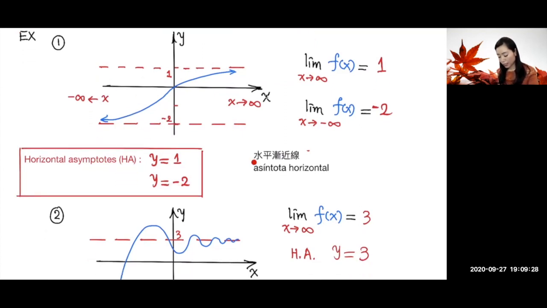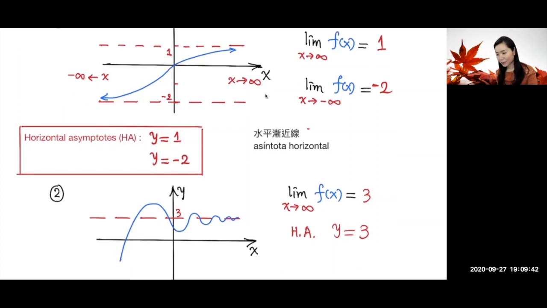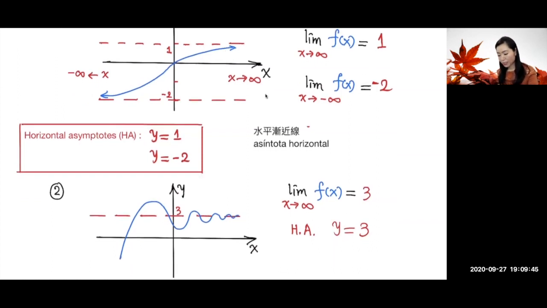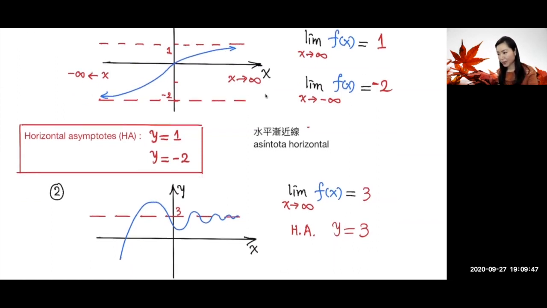So horizontal asymptote in Chinese, we call that 水平渐近线. And here's a Spanish translation for that: asíntota horizontal. All right. So to find a horizontal asymptote, basically we look at the end behavior at the left end and the right end. Does the function approach a finite number?